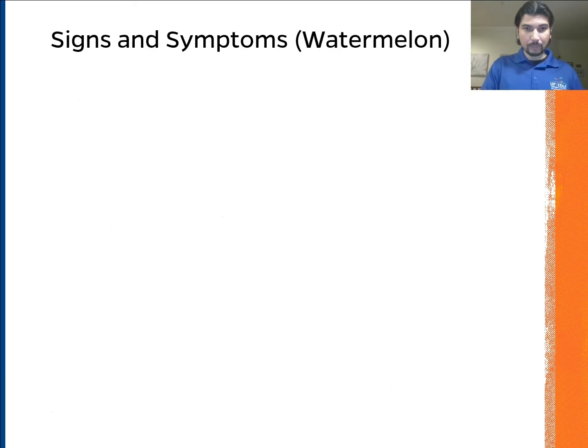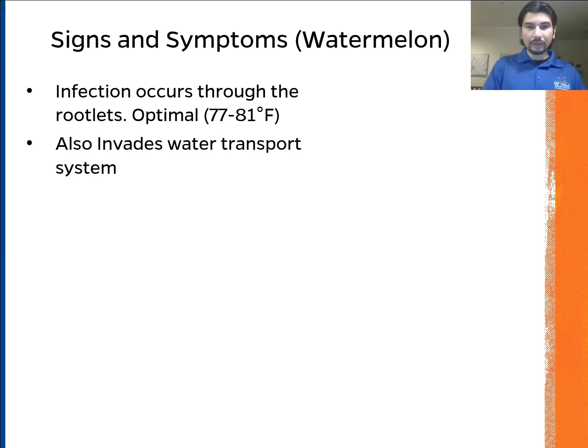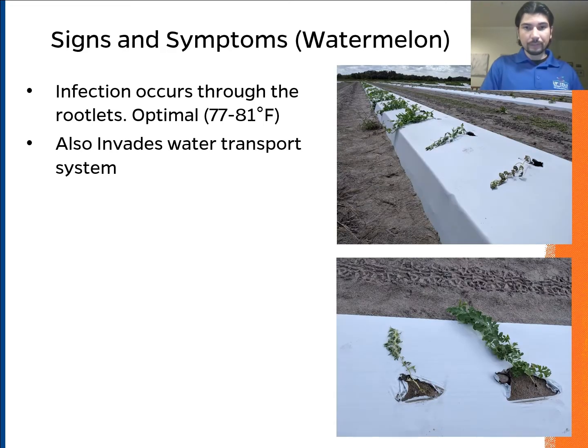Symptoms are usually going to appear later in the season, and they can cause some early ripening of fruit and plant death. On watermelon, we get a similar infection through the soil into the roots. The optimal temperature is going to be 77 to 81 degrees Fahrenheit, which is a little bit cooler than FOL. FON prefers a little bit cooler temperatures. It also invades the xylem, or the water transport system, and these are some of the symptoms you'll see. Some early wilting, which can lead to plant death.